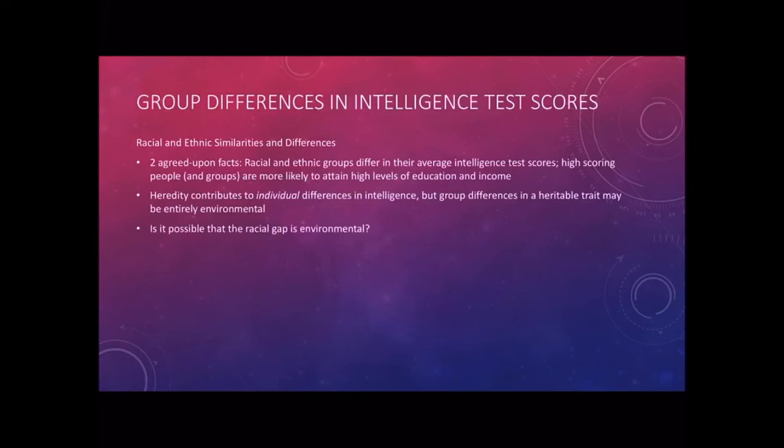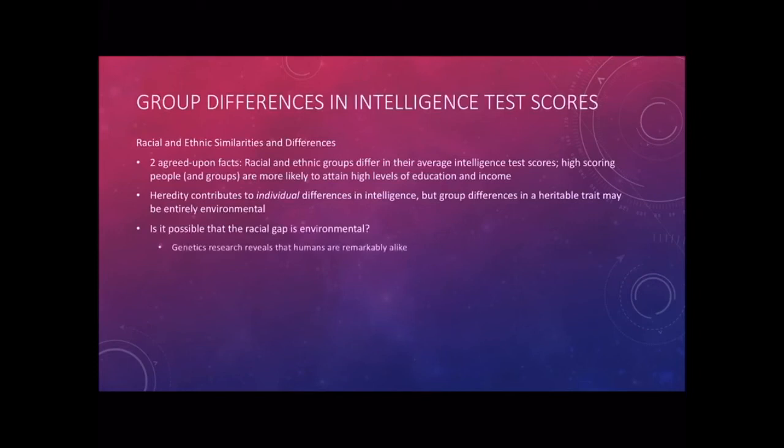Heredity is going to contribute to individual differences, but group differences could be entirely environmental. That's a little more complex than anything you have to understand. Just know that heredity functions more when it comes to individual differences in intelligence, not group differences. And so now we're asking, that racial gap, is it a genetic thing or is it environmental? Is it possible it's environmental?